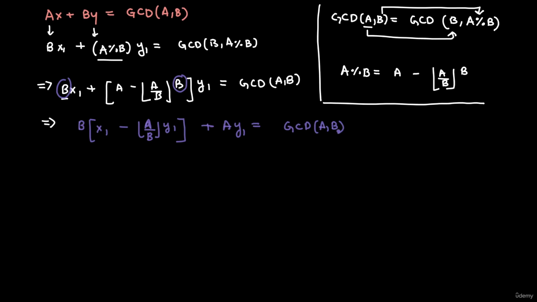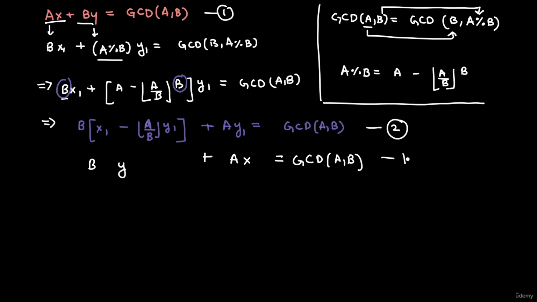Now this is a very important equation and this will help us to reach a result. Let me call this equation number 2 and the original equation, equation number 1. If I now write equation number 1 and equation number 2 here, it is ax plus by, so we have b and y. I'm rearranging the terms so that we can equate the coefficients, and that is equal to gcd of a comma b. So this is coming from equation number 1.